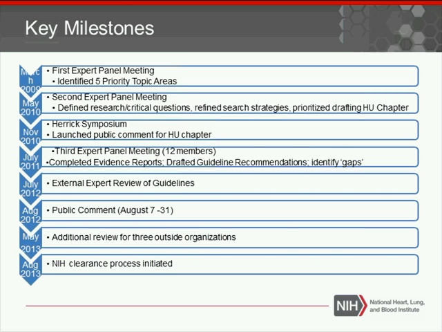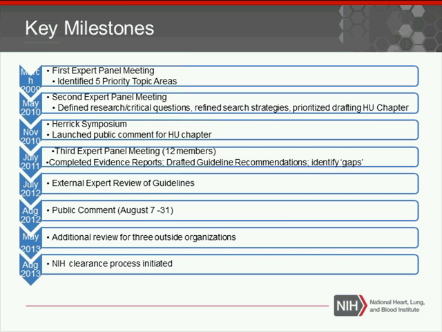By May 2010, we'd hit a couple of bumps in the road, but we were well on our way, and we were able to have the second face-to-face meeting. And during that meeting, our panel defined our research questions, refined our search strategies, and these were done with the help of our methodology group.